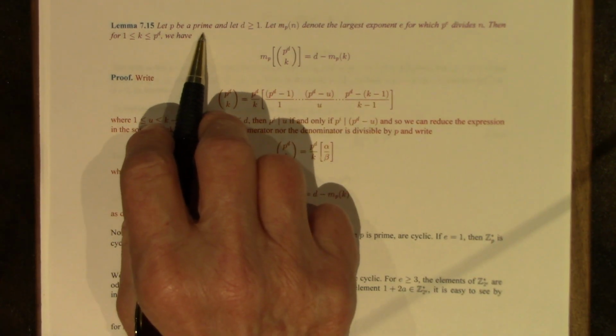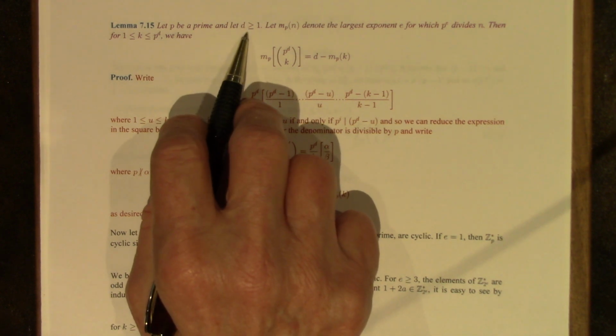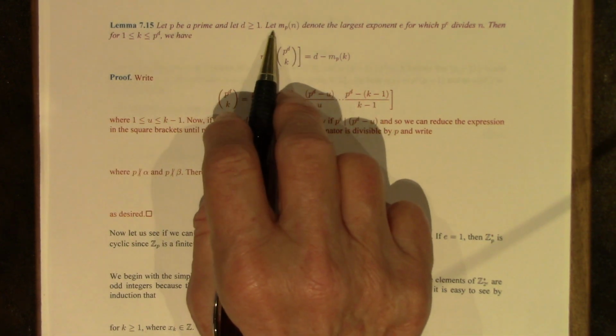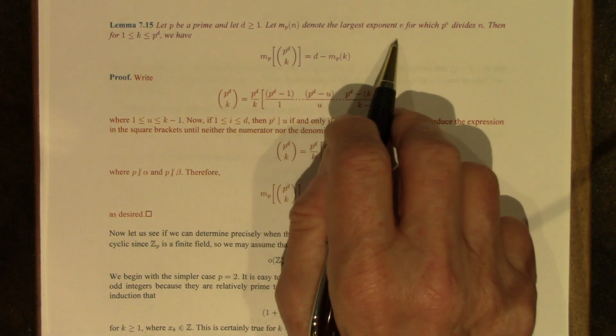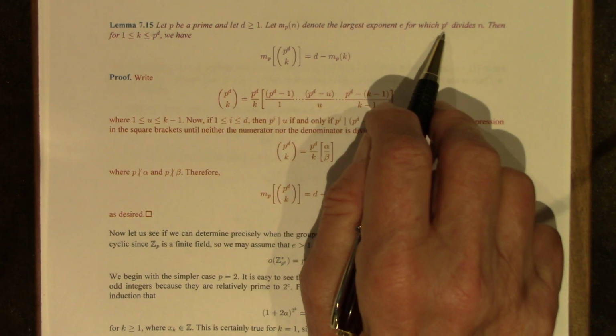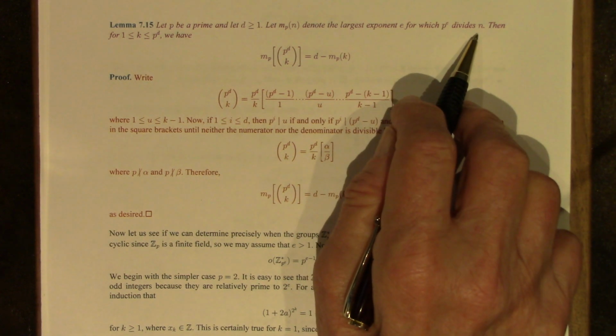Let p be a prime and let d be bigger than or equal to 1. Let m sub p of n denote the largest exponent e for which p to the e divides n.